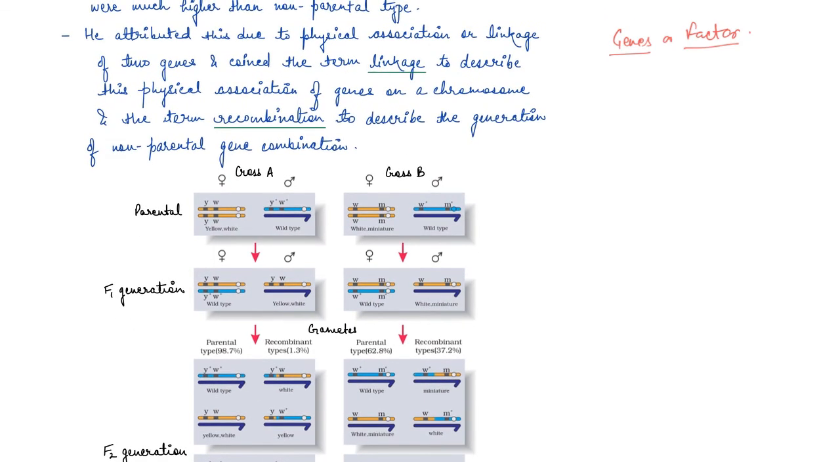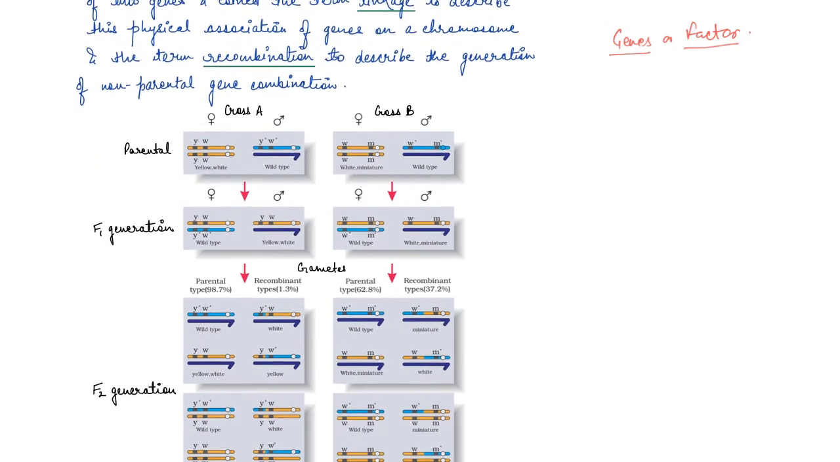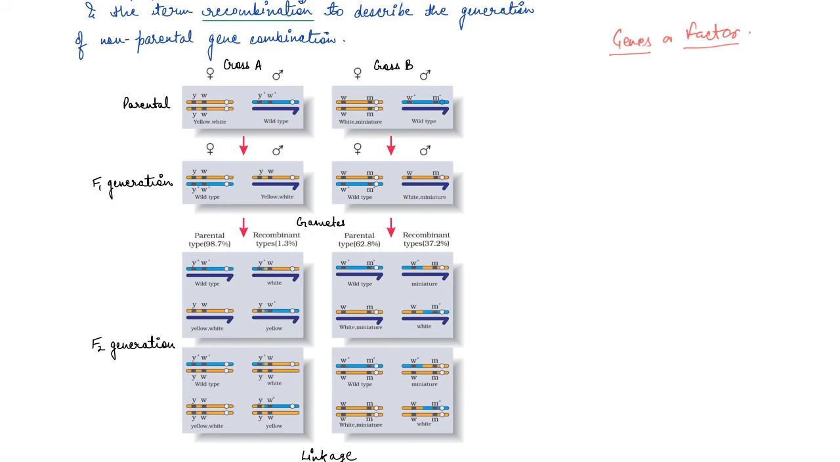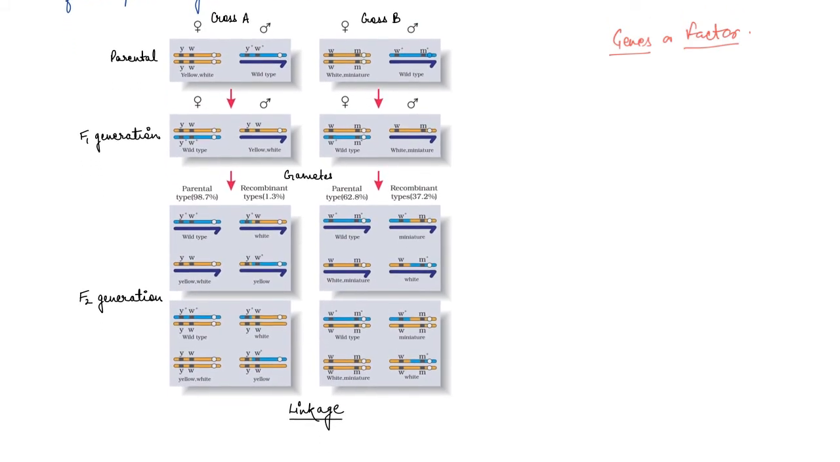While in the cross B, what we are seeing is that the two genes are not present on the same chromosome, and that is why the parental type, if you see the parental type percentage, that is less, and the recombinant type, which is basically the non-parental genes, is more. So this basically was the third variation which was given by Morgan, which is linkage and recombination.